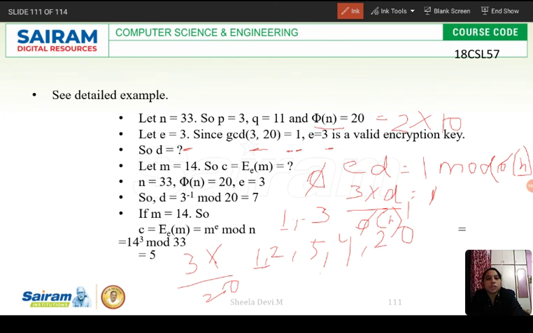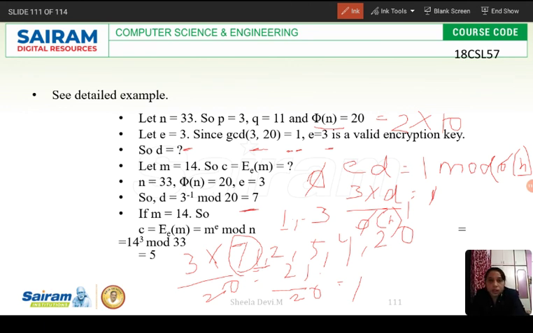So what should the D value be so that I get the remainder as 1? If I multiply E with 7, I get 21. If I divide 21 by 20, obviously I get the remainder as 1. So I am selecting 7 as my D value. See here, the value of D is 7. This is how we have to calculate the value of D.